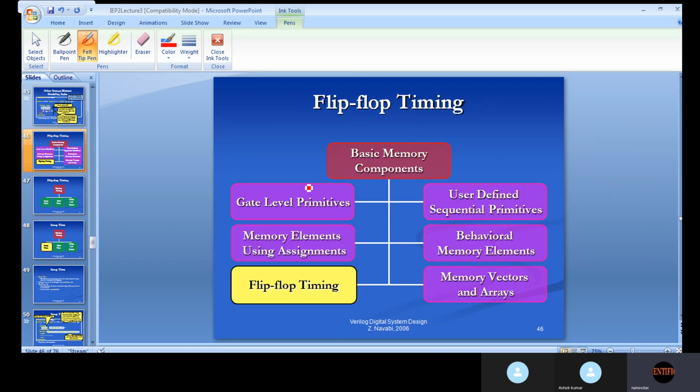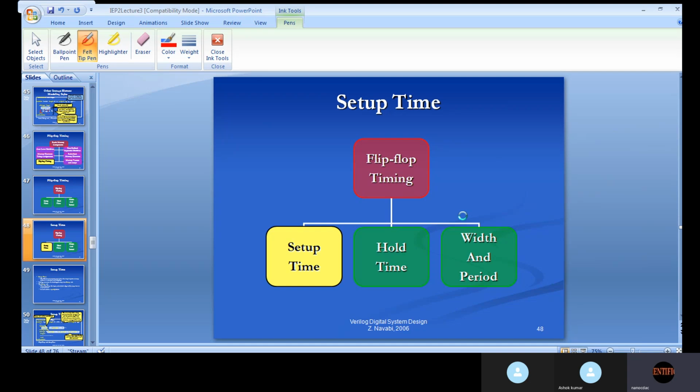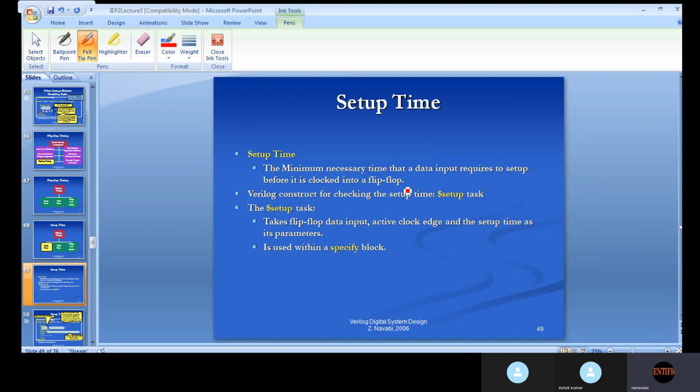Now next, in flip-flop timing, these are the important things: setup time, hold time, and width and period. These three are important in flip-flop timing. Setup time is the minimum necessary time that a data input requires to set up before it is clocked into a flip-flop. We can set the setup time with $setup tasks. The $setup task takes the flip-flop data input, active clock edge and setup time as its parameters. It is used within a specified block.